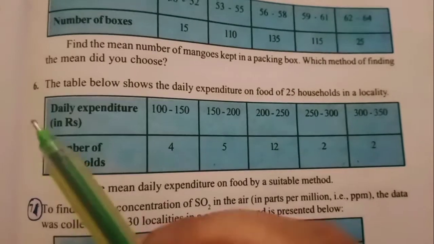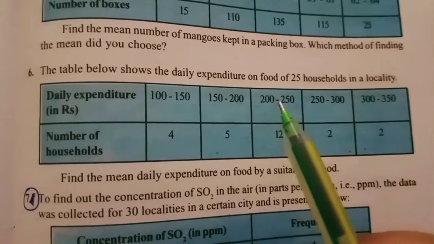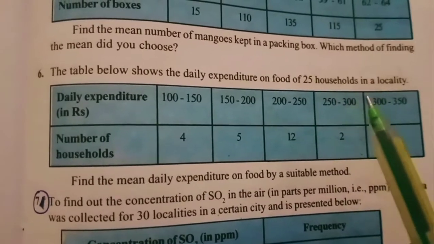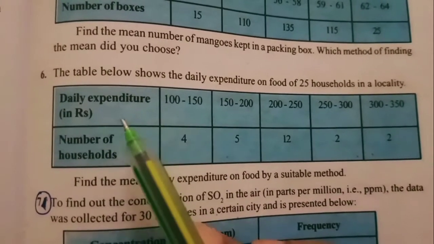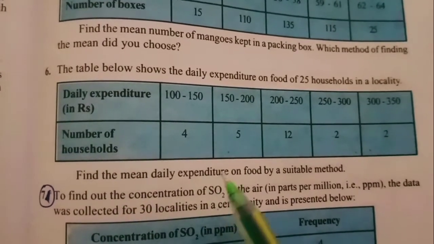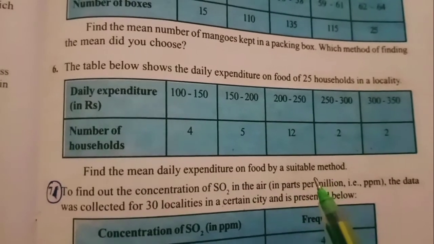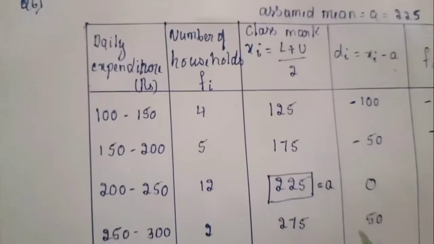Now let us start question number 6. The table below shows the daily expenditures on food of 25 households in a locality. Given daily expenditure in rupees and given number of households. Find the mean daily expenditure on food by a suitable method. So this is the data given.